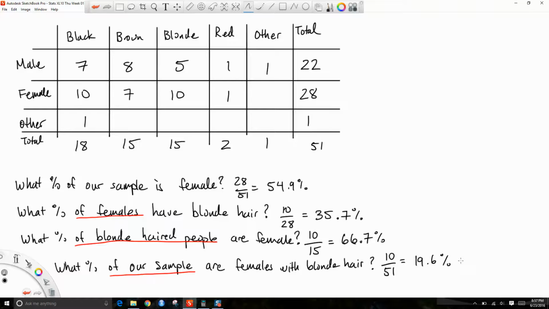Just want to make sure that all of these things are clear. Any questions on this stuff? So far, so good? Okay, great. All right.